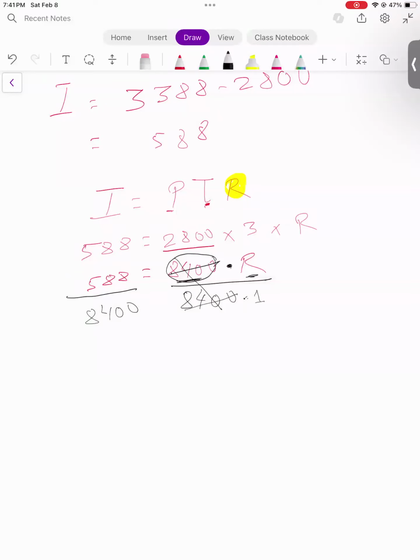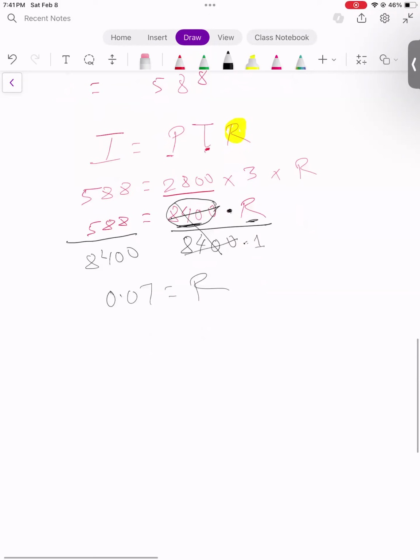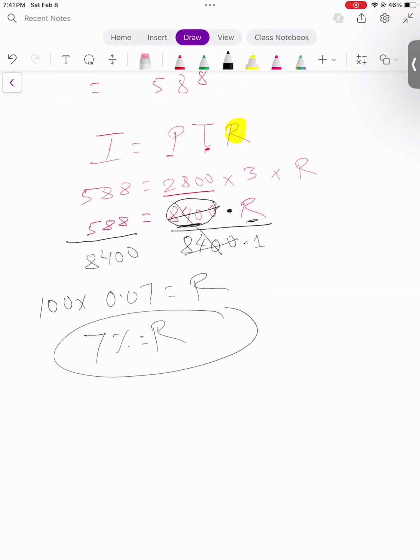On the left side, 588 divided by 8400 is 0.07, which equals R. And you can write R in terms of percentage. For that, you multiply by 100%, and we get 7% as our simple interest. Okay. Now, does anyone have any question here?